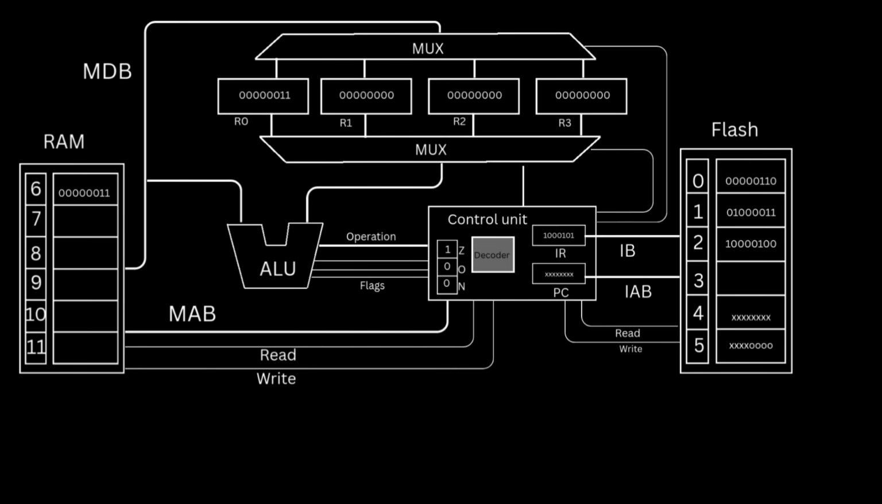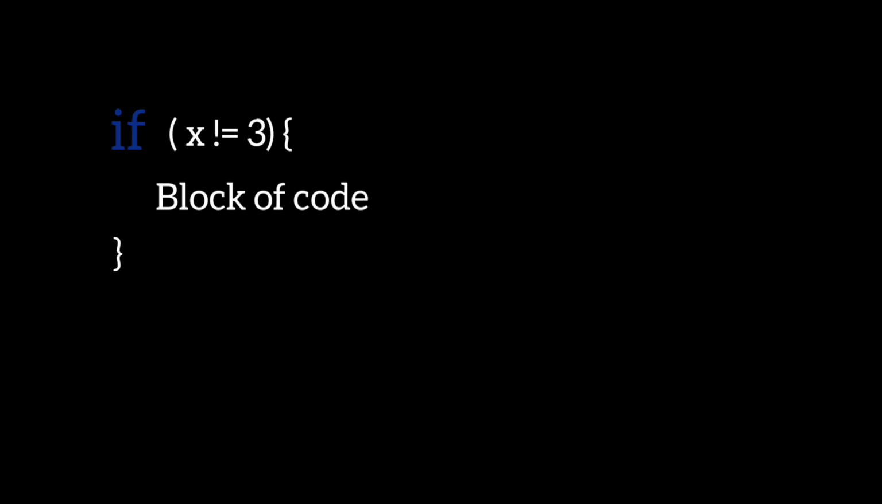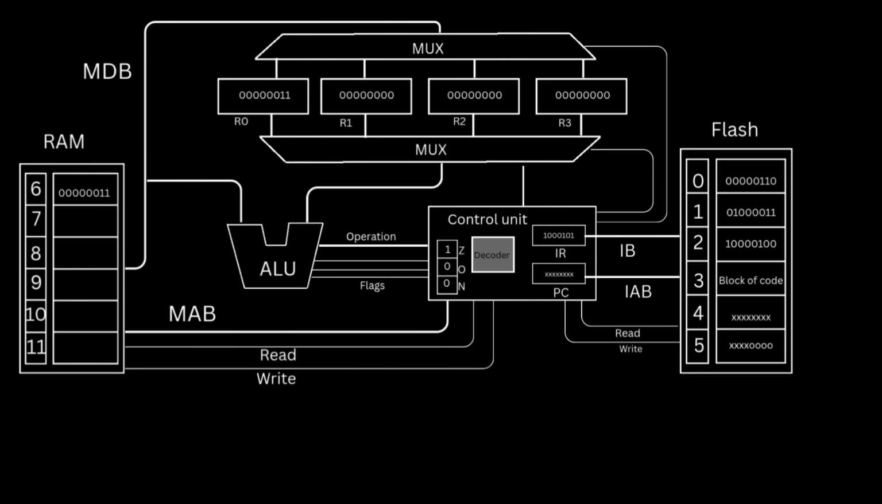So the small program we've just run is basically a simple if statement that checks if a variable is equal to 3. If they're equal, the CPU jumps over a block of code. If they're not equal, it just continues executing line by line.